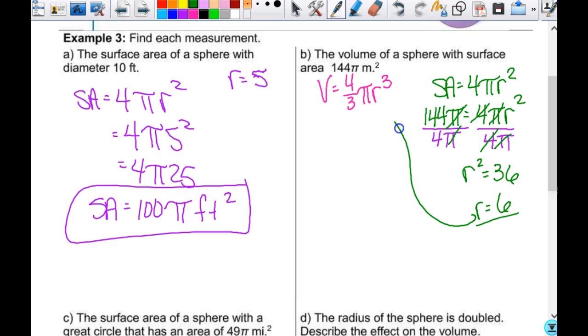So then I'm going to take that and substitute it in here. So it gives me 4/3 pi times 6 cubed. So 4/3 times pi times 216. And then what do you get for the volume?